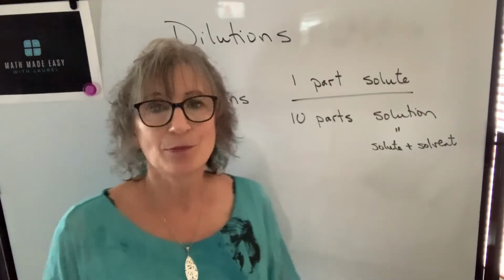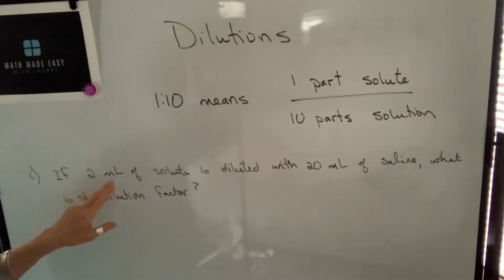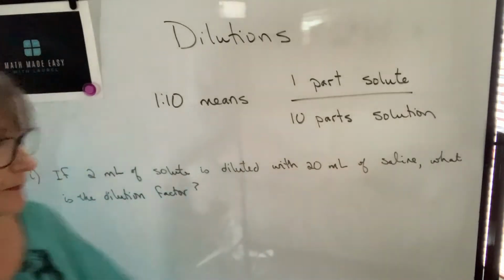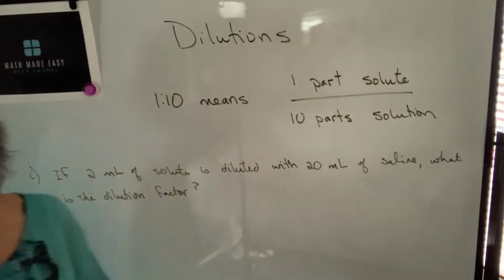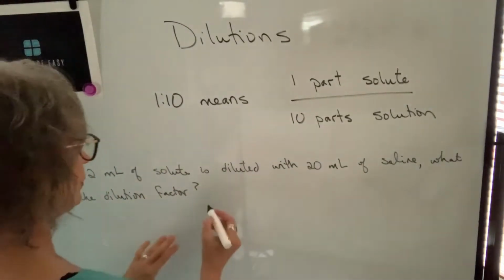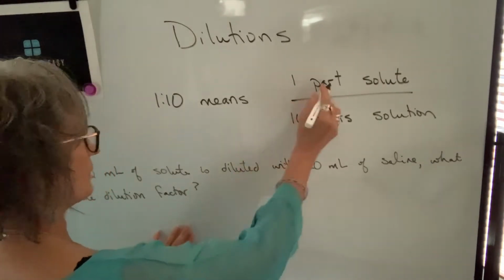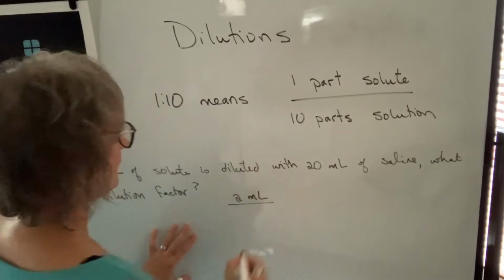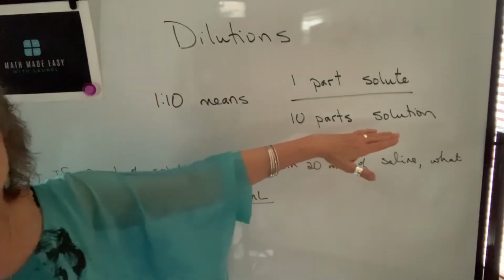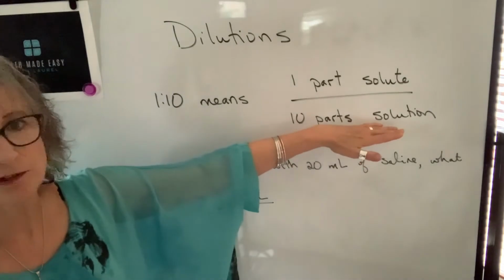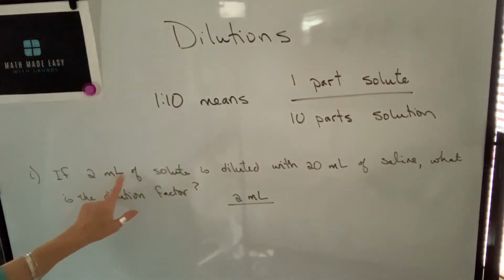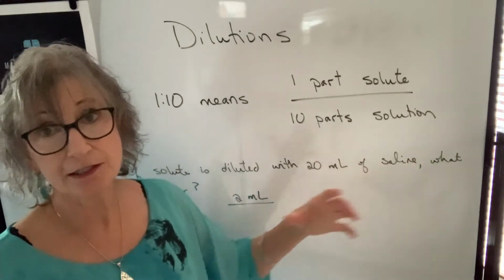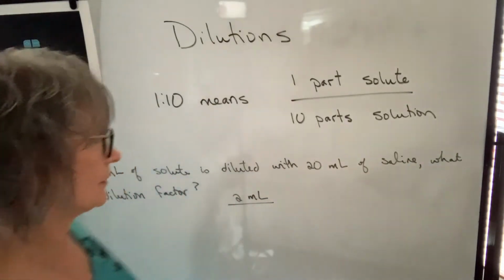Let's take a look at an example. If you were to take 2 milliliters of solute and dilute it with 20 milliliters of saline, the question asks what is the dilution factor. So the dilution will equal the amount of solute, which is 2 milliliters, and the denominator will be the amount of solution. So we're going to have 2 milliliters of solute and 20 milliliters of our solvent. The saline is our diluent, or also called a solvent.